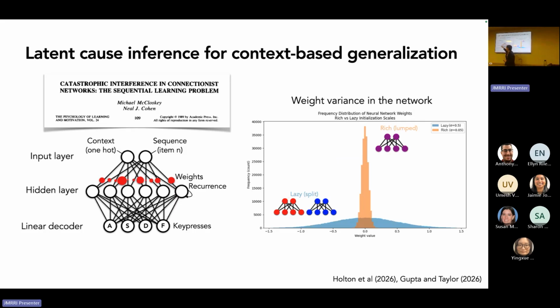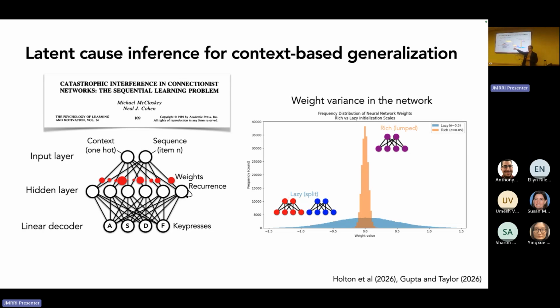From the simple layer to the hidden layer, you can have weights in other places too, but they can have different variance in how they're initialized, right? And this is called, pardon me, I didn't come up with the names, these are names from cognitive science and computer science. If you have variance that's really, really low, that is called a rich network. And if you have variance that's distributed much more broadly, that's called a lazy network.